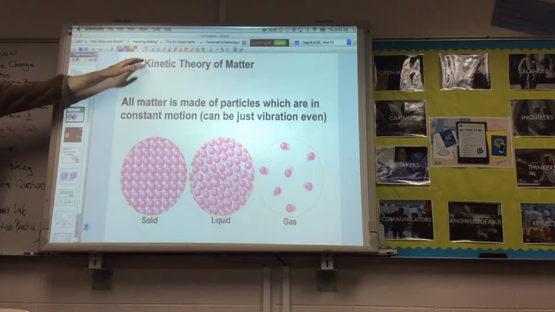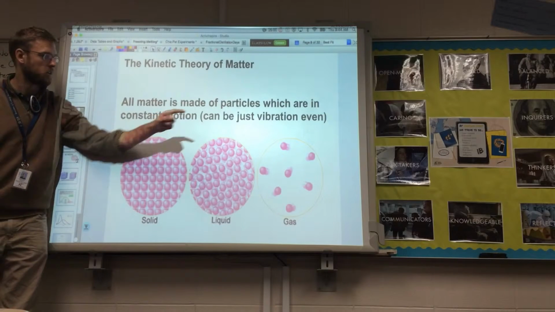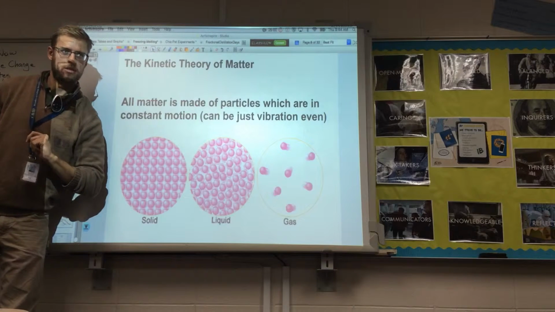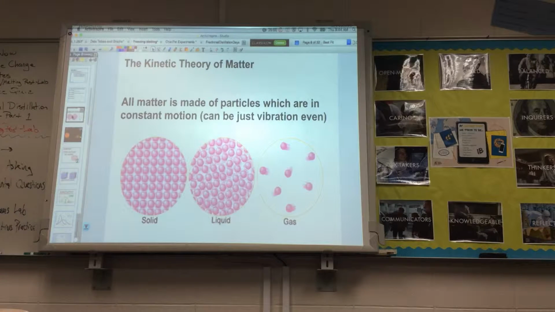The kinetic theory of matter is that all matter is made of particles which are in constant motion. Parentheses matter. That could even be just like vibrations. All matter is in constant motion.